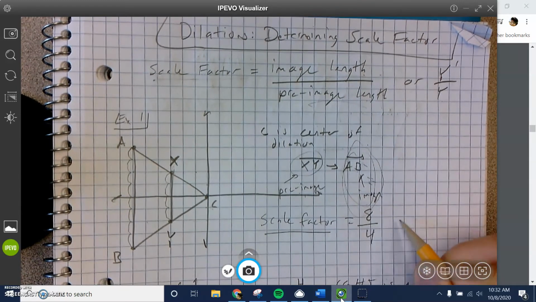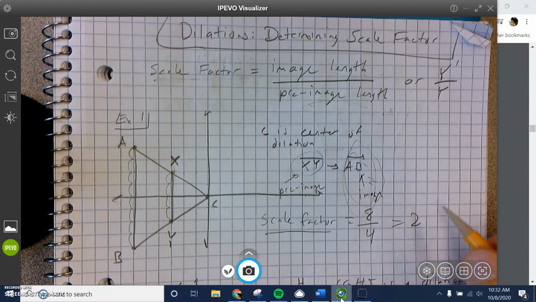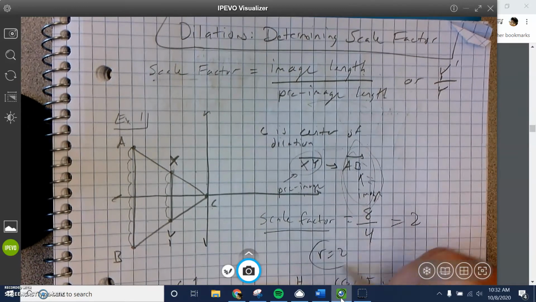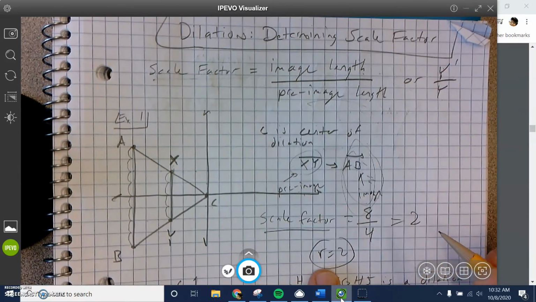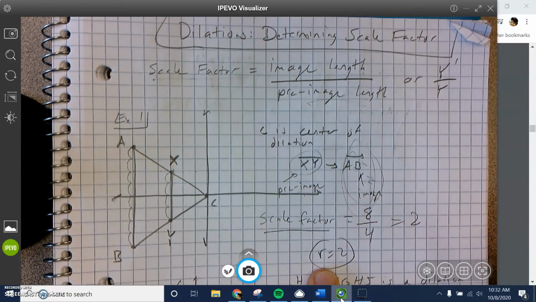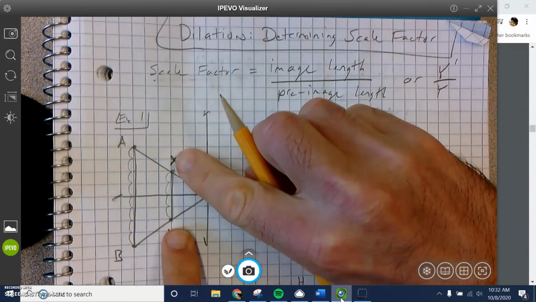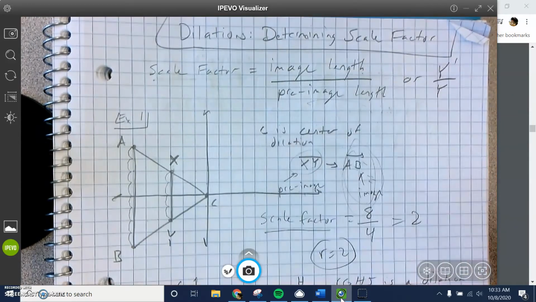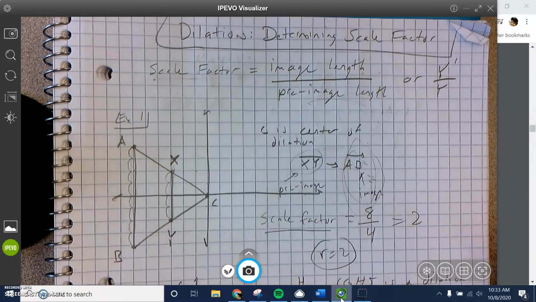So 8 divided by 4 is 2, so the scale factor is 2, so you can say R equals 2, or K equals 2, depending on what it uses for scale factor. So that makes sense because this AB is twice as big, from 4 to 8.